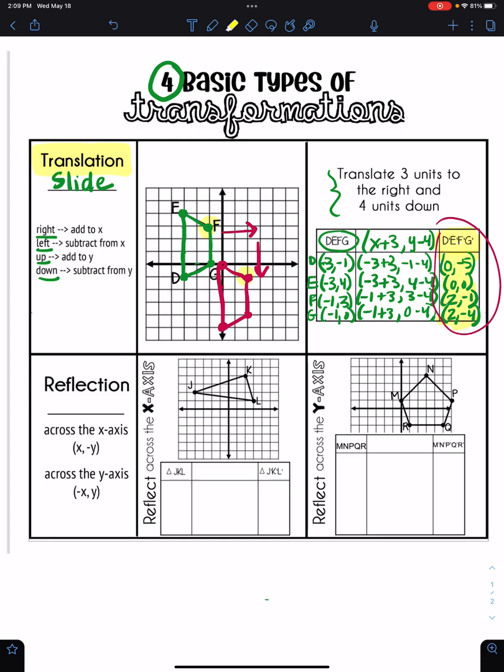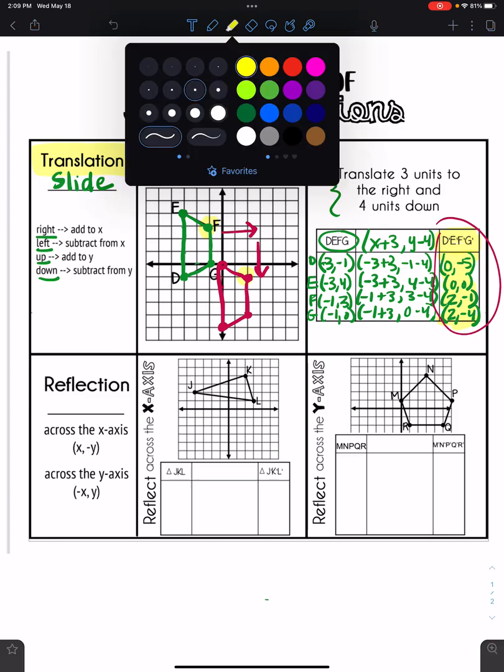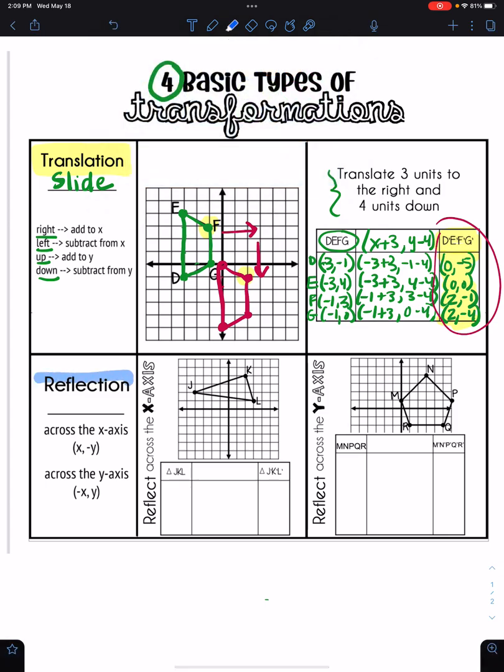So that is translations. The next thing we're going to learn is reflections. And it's exactly what it sounds like. It's like we are flipping our shape over. And there are 2 ways that we can flip it that we're going to learn about. Of course, you can flip it over any line on your coordinate plane, but we're just going to learn about flipping it across the x-axis and the y-axis.